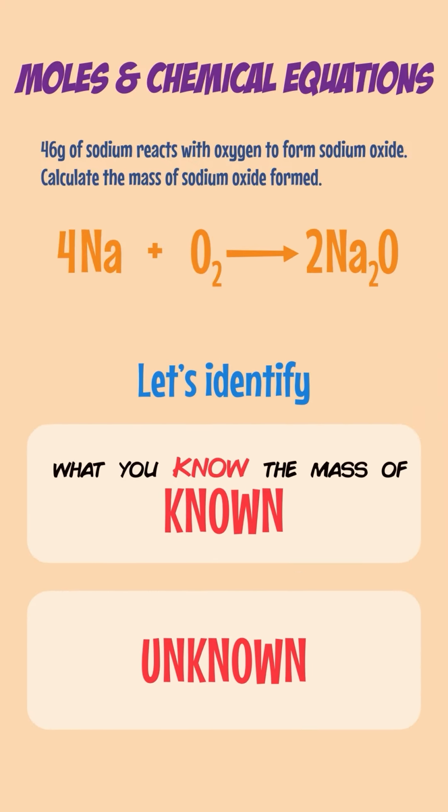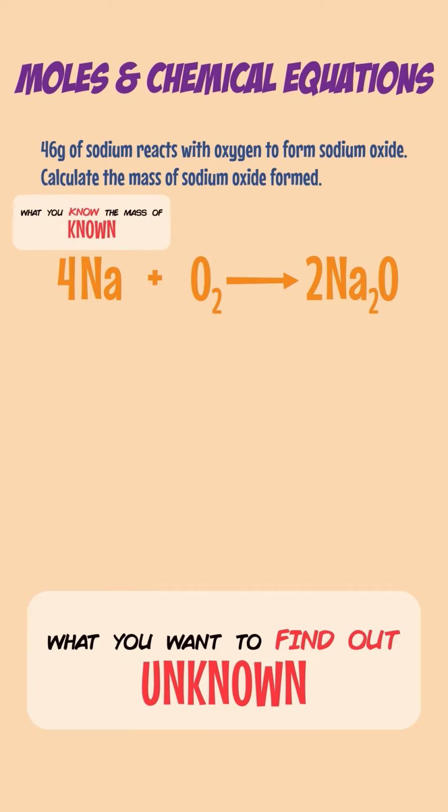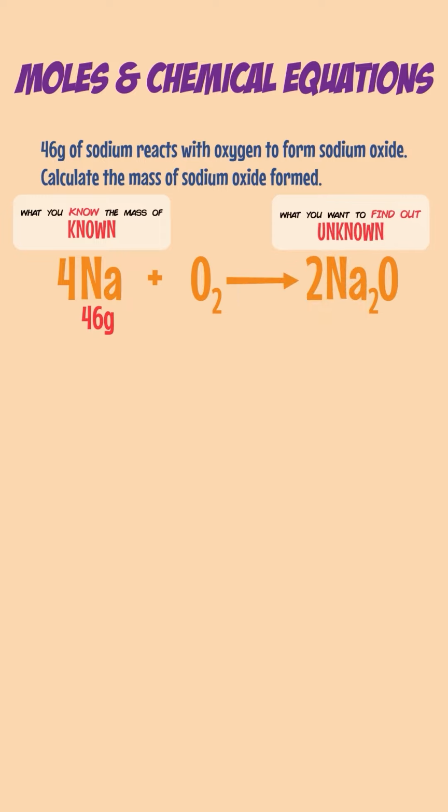The known is the substance that you know the mass of, and the unknown is the substance you're trying to find out the mass of. So in this example, the known is sodium, as we know there's 46 grams of it, and the unknown is the mass of sodium oxide.